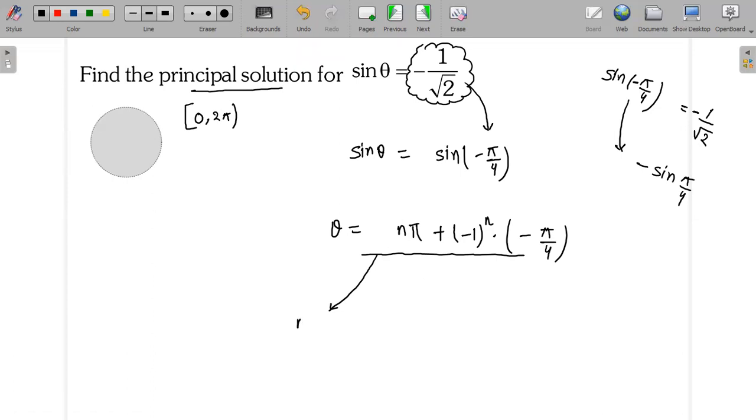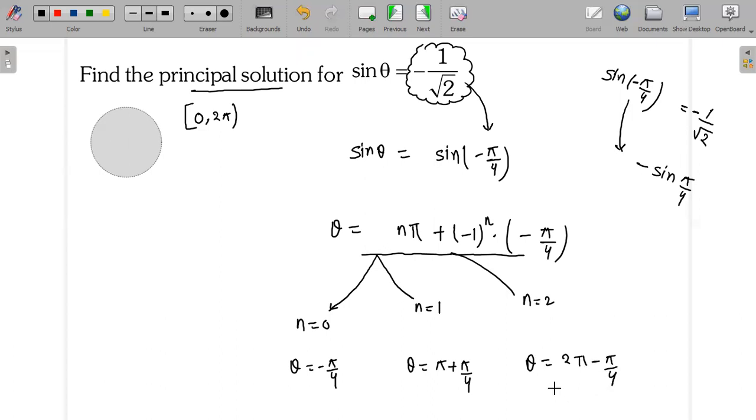For example, if I put n equals 0, I'll get theta equals negative pi by 4. Correct? For n equals 1, I'll get theta equals pi plus pi by 4. And now for n equals 2, I'll get theta equals 2 pi minus pi by 4. Now I don't need to put further values of n.